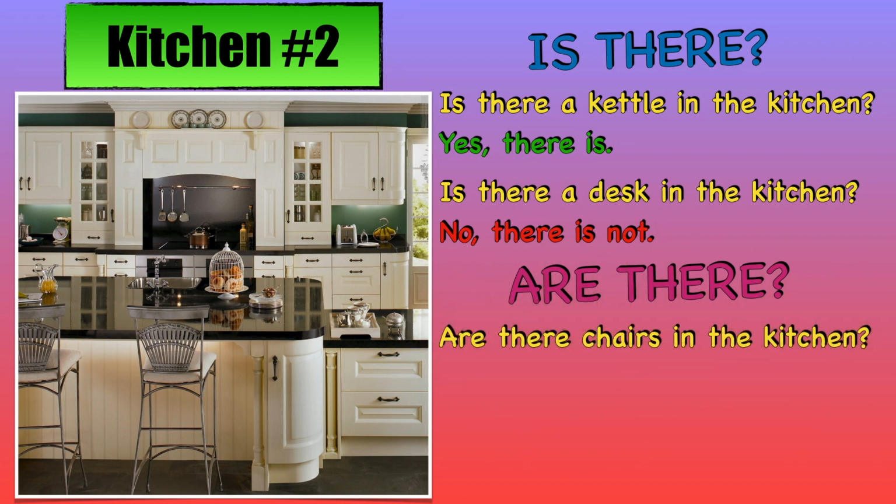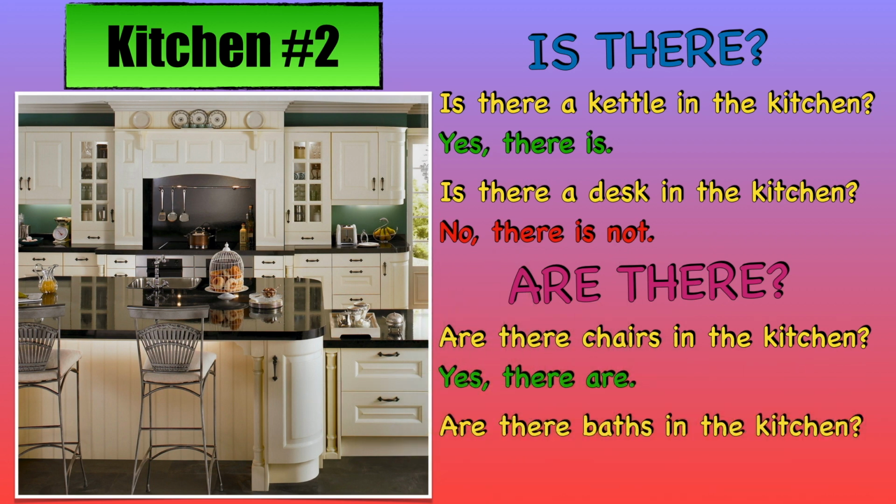Now let's use are there. Are there chairs in the kitchen? This one is very easy because I can see 2 chairs in the kitchen. So the answer will be yes, there are. And the last question, are there baths in the kitchen? I can't see any baths. Can you? No? So the answer will be no, there are not.